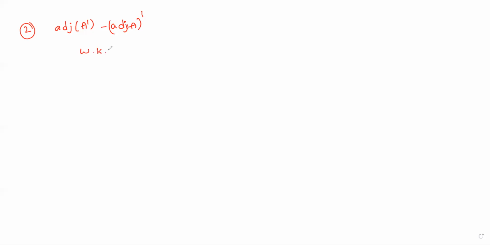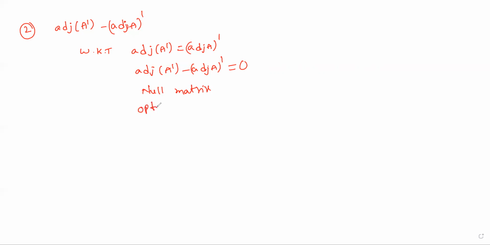Now basically we know that the adjoint of A dash is equal to adjoint A whole dash. Now, if we take the difference between these two matrices, you'll get 0, that is the null matrix. Null matrix means which option is correct? Option C is the correct one. Okay, now coming to the next question, number 3.